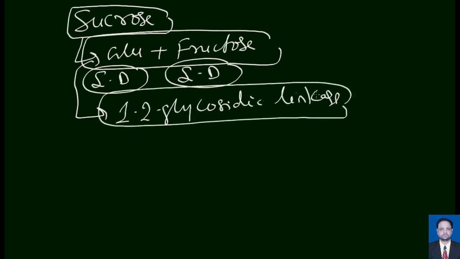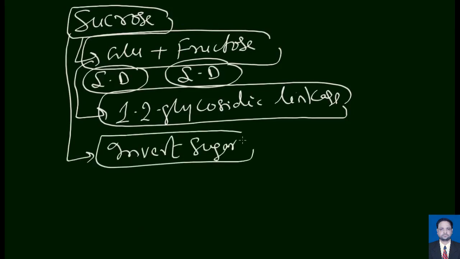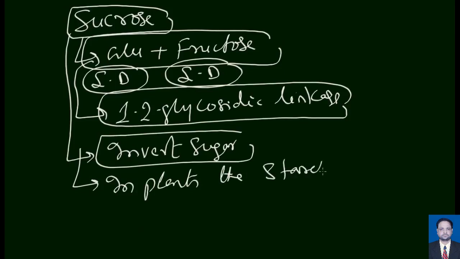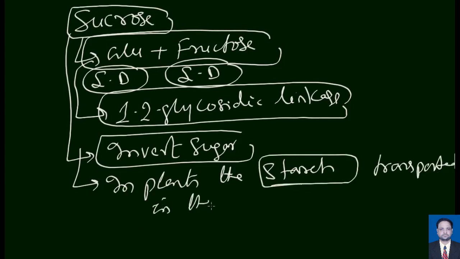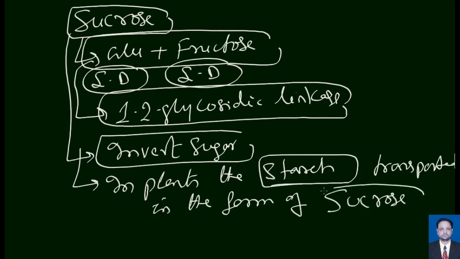And sucrose is otherwise called invert sugar. We also came to know that in plants, the starch molecules after photosynthesis are transported to different parts in the form of sucrose. Whatever starch material is transferred is normally in the form of sucrose.